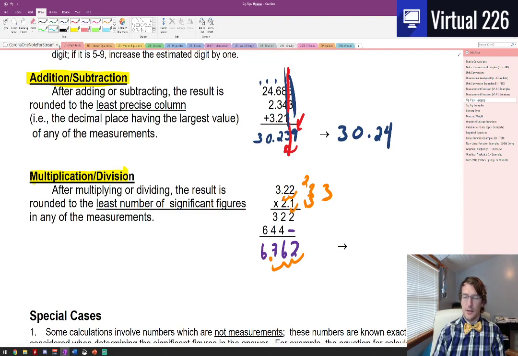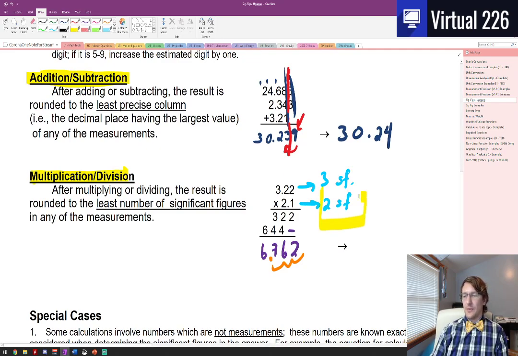But how do we do this for sig figs? Well, what we need to do is look at our actual numbers here, the 3.22 and the 2.1. 3.22 has 3 sig figs, because they're all numbers. 2.1 has 2 sig figs, both are numbers. We take the lesser sig fig amount, which is 2 in this case.